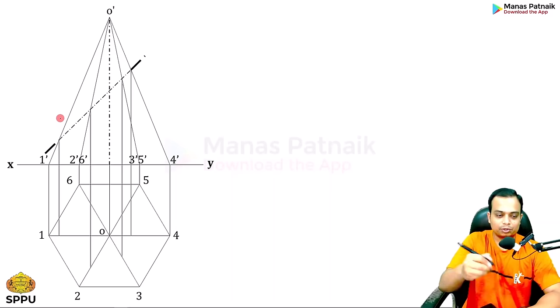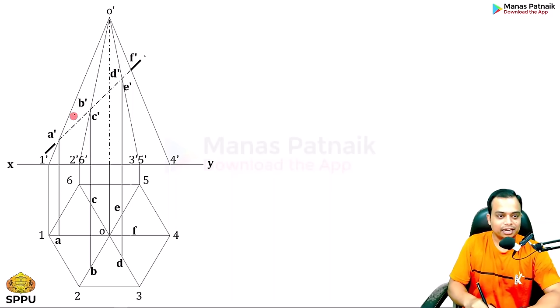Okay. I've projected all of these points down below. Don't worry. This is A dash, B dash, C dash. A dash is here. Similarly, this is B dash, B. This is C dash, that's C. Similarly, this is D dash and E. So D is over here and that's E and that's F.